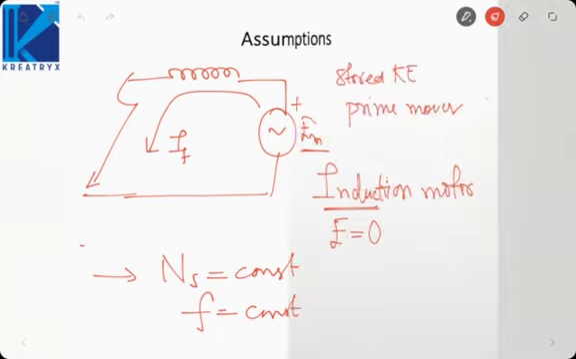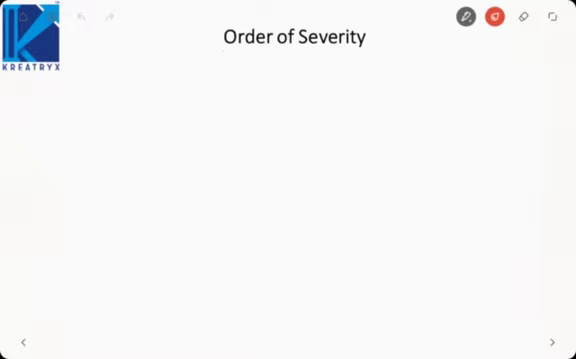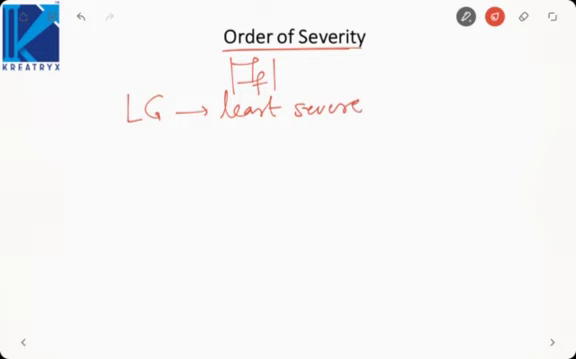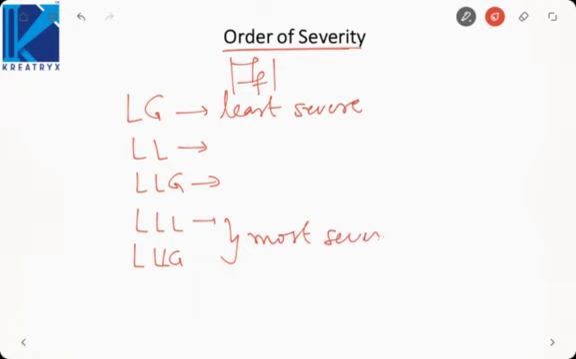Next, let us see how we can compare the severity of different faults. Severity in the sense of the magnitude of fault current. Now when we compare the severity, the line to ground fault is least severe, but as the number of phases involved in the fault increases, the severity will increase. So line to line fault will be more severe, LLG will be still more severe, but triple L and triple LG, these will be most severe. That means we will design the circuit breaker based on the three-phase short circuit fault.